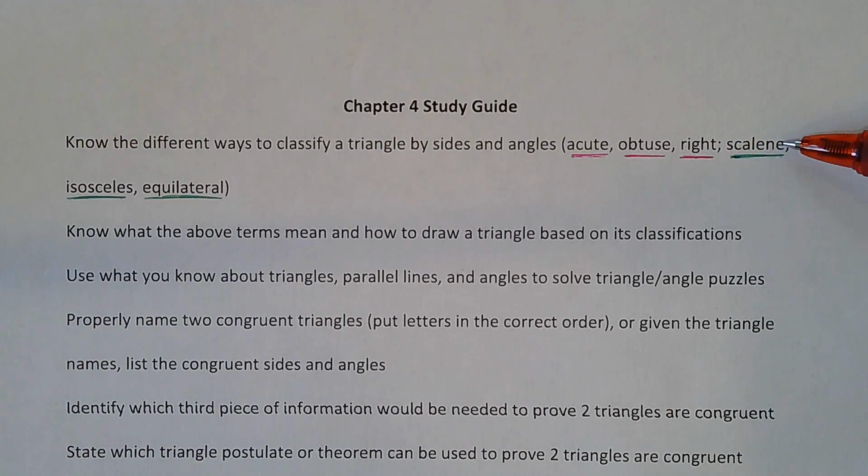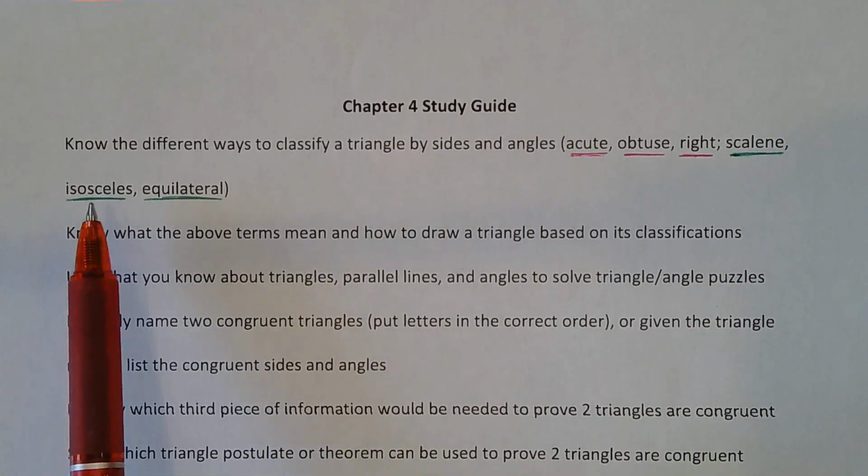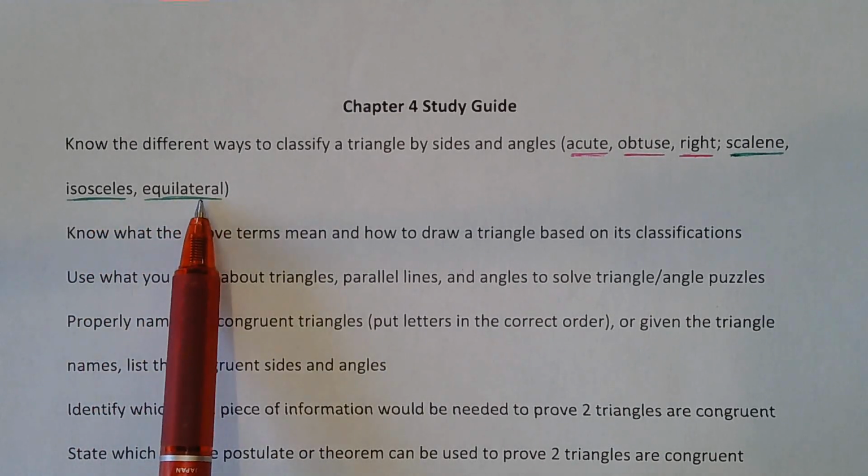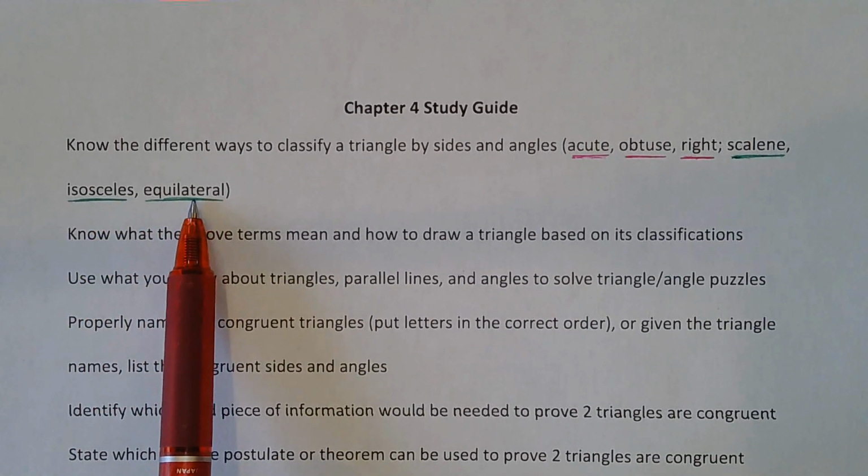Then we've got scalene, which would refer to the sides of the triangle. Scalene would mean that there are no sides the same length. Okay, each of the three sides is a different length. Isosceles would mean that two of the sides are the same length. Equilateral would mean all three sides are the same length.